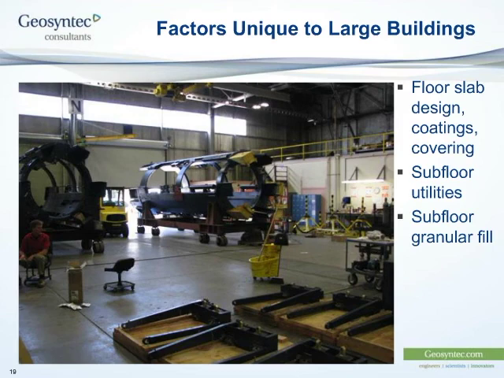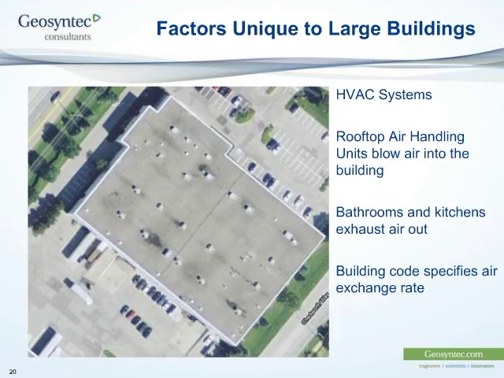Large buildings are also typically ventilated with rooftop air handling units. Each of these little squares is an air handling unit that blows air into the building after heating or cooling it, depending on the weather. And that generally creates a bit of a positive pressure for the building, although kitchens and bathrooms will always have exhaust fans, and there can be fume hoods and other such features that are exhausting gas from the building as well. Usually the air exchange rate for large buildings is dictated by building codes and controlled in a more stringent way than with residential buildings.